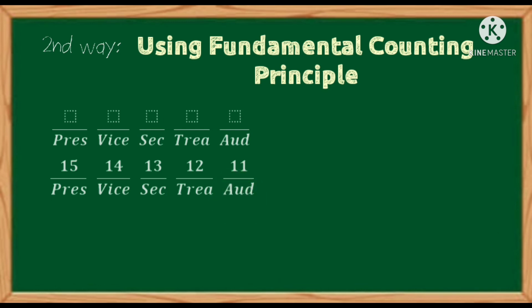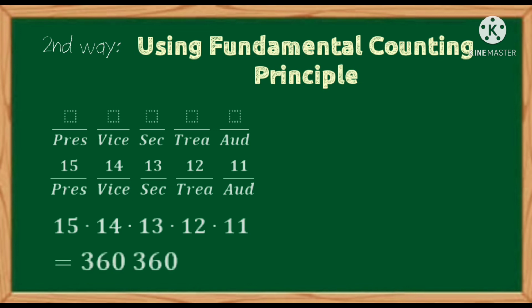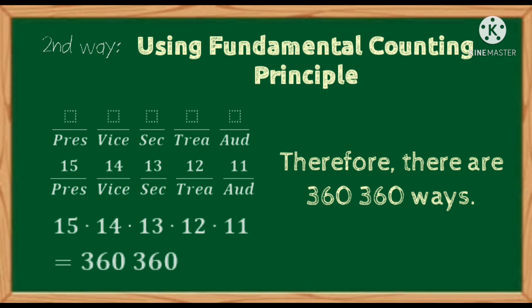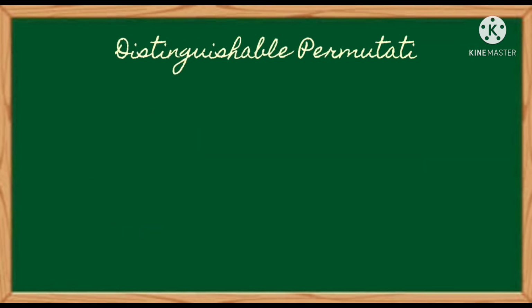Then, let's multiply the numbers together. So 15 times 14 times 13 times 12 times 11 is equal to 360,360. Therefore, there are 360,360 ways. Now, try to check in your scientific calculator or in your permutation combination calculator if our answer is correct. Now let's have distinguishable permutation.